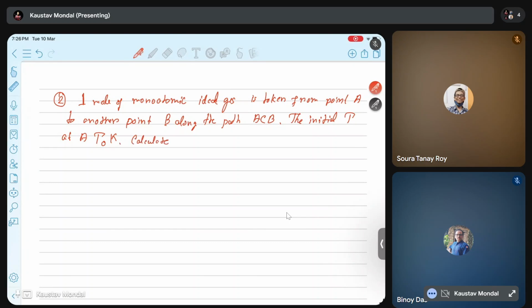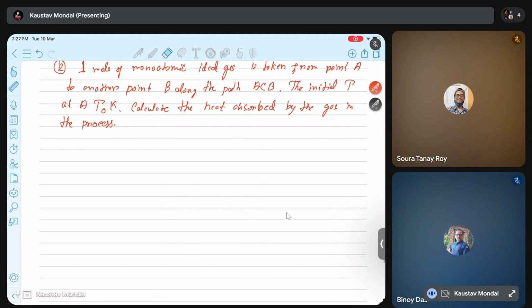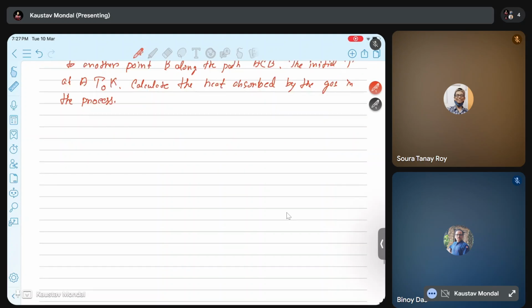Calculate the heat absorbed by the gas in the process. Okay. So let me first draw the diagram. Okay, it's very important. So the diagram looks like this.